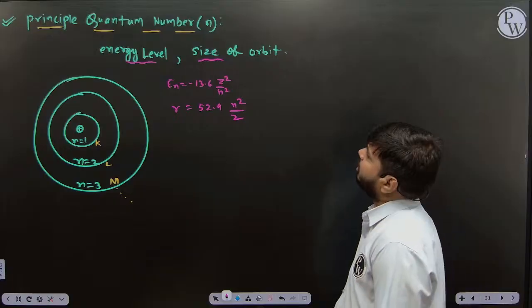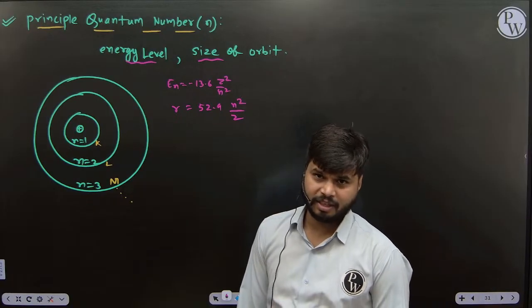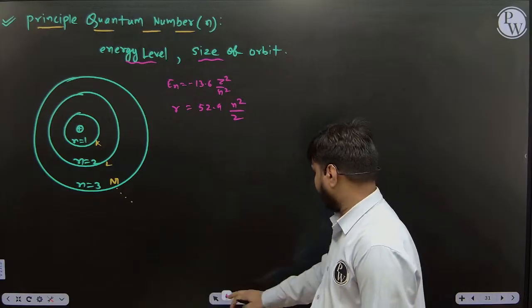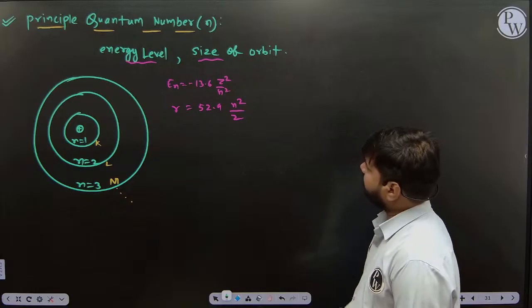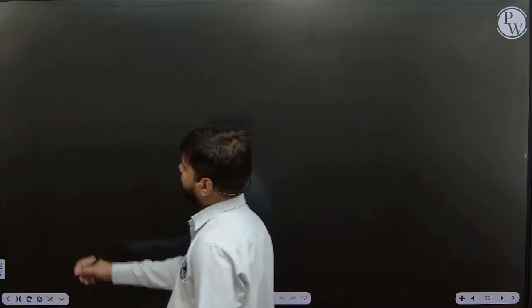So the principal quantum number is a very simple quantum number which tells you about the energy level and the shell. Now let's talk about the next quantum number, which is called the azimuthal quantum number.